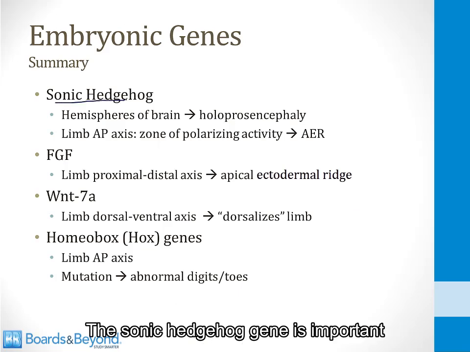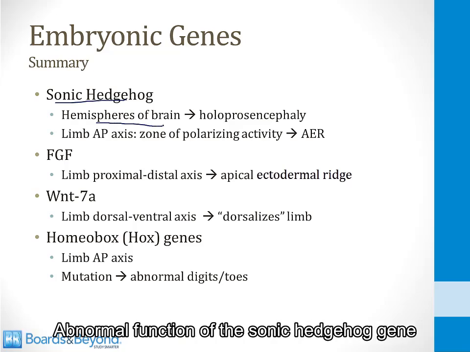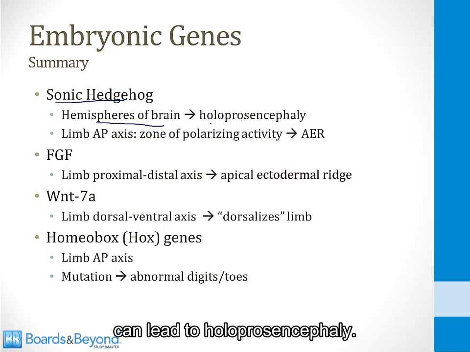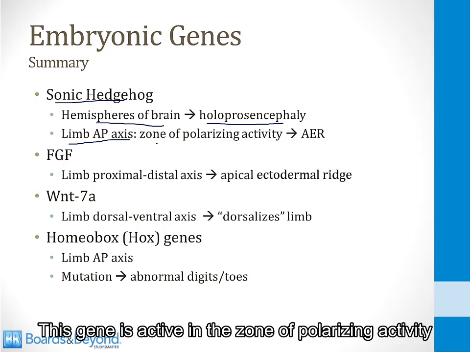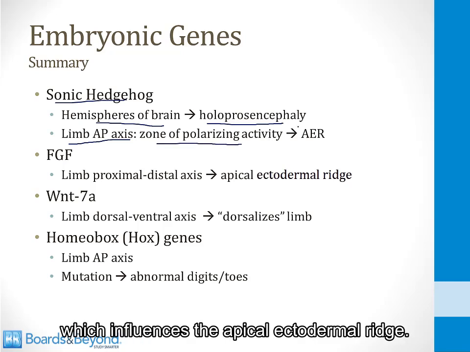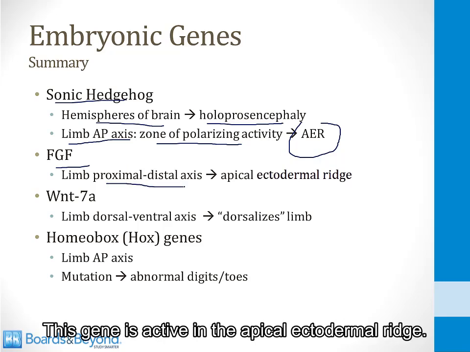The sonic hedgehog gene is important for normal development of the hemispheres of the brain. Abnormal function of the sonic hedgehog gene can lead to holoprosencephaly. This gene also has a key role in normal development of the limb along the anterior to posterior axis. This gene is active in the zone of polarizing activity, which influences the apical ectodermal ridge. Fibroblast growth factor is important for normal development of the limb along the proximal to distal axis. This gene is active in the apical ectodermal ridge.